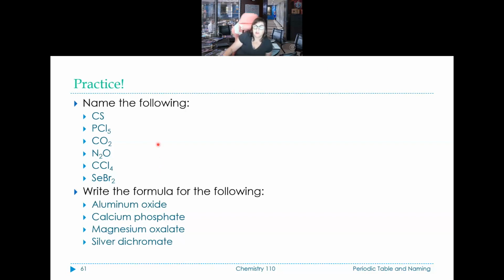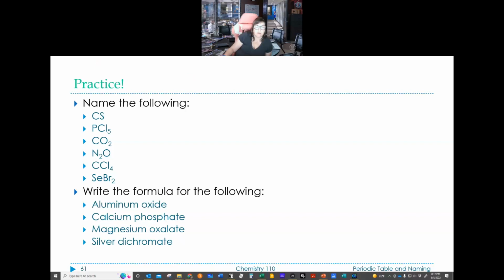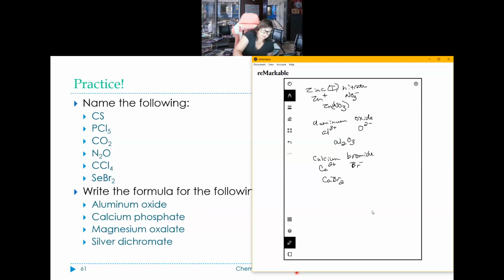Let me pull up my paperwork so that I can show you what these things look like. I'm still on the same piece of paper. We're talking about CS. Carbon sulfide. Now, that's a non-metal to non-metal. There's only one of each, so I don't need to worry about the prefixes. So it's carbon sulfide.